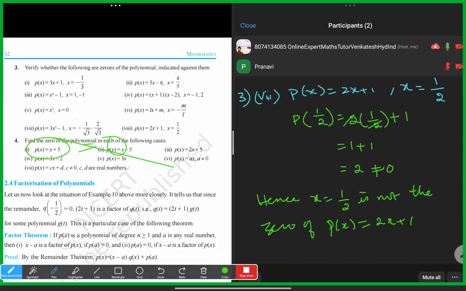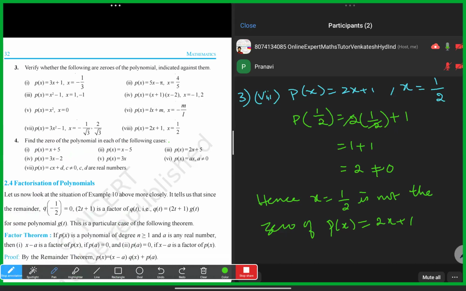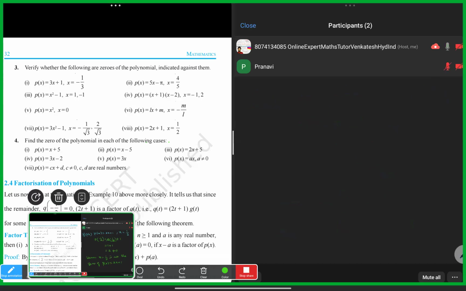Suppose let us take this one only. This 2x plus 1, when it becomes 0, that is the value of x. So 2x plus 1, we will equate it to 0 and find out the value of x. We will get the 0 of that. As per the definition of the 0 of the polynomial, it should become 0 at that value of x. So that's why we equate the given polynomial to 0 and find that value. Okay, Pranavi? Is it okay? Any doubt? Sir, I understood.